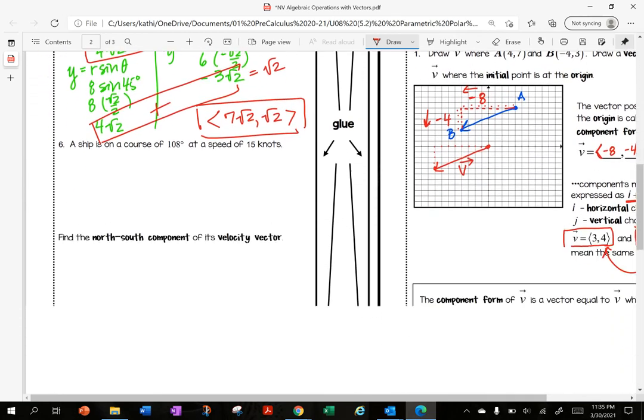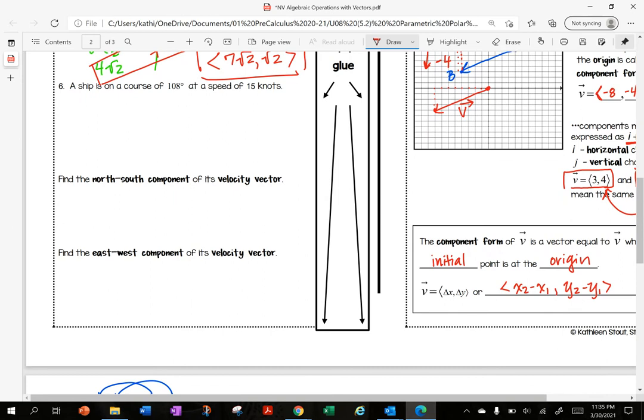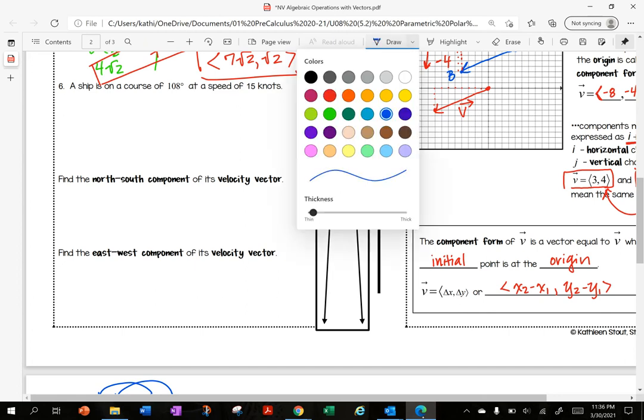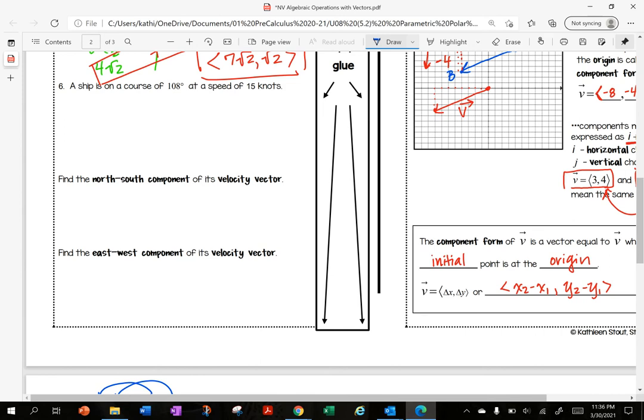Okay, so a real world application of this is a ship or a moving object. It could be a car, it could be anything. So a ship is on a course of 108 degrees at a speed of 15 knots. Find the north-south component of its velocity vector and find the east-west component of its velocity vector.